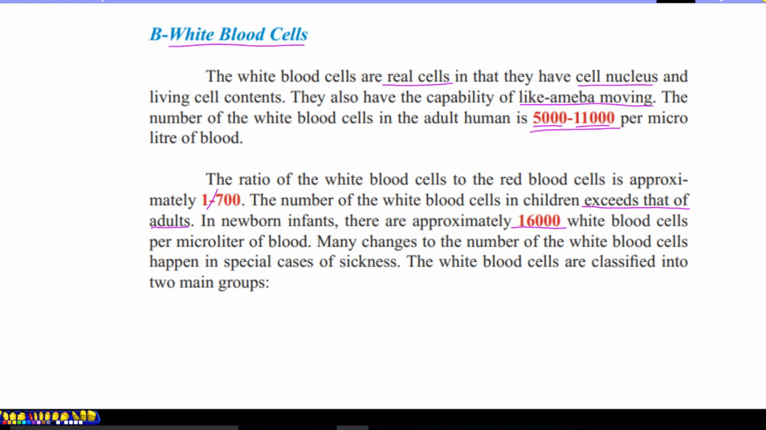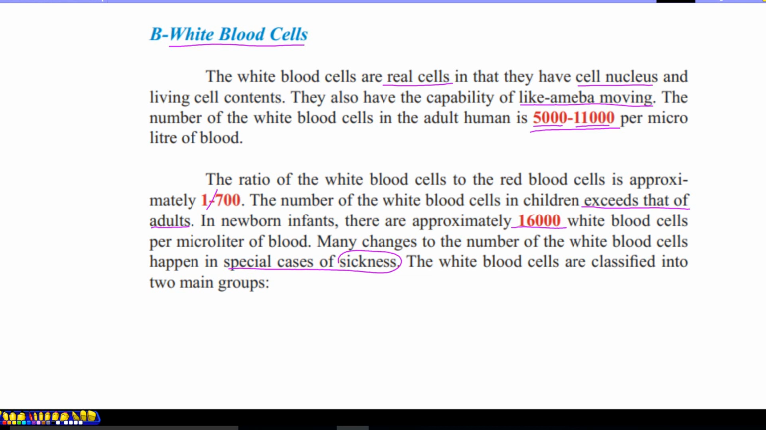Many changes to the number of white blood cells happen in special cases of sickness, when there are viruses, bacteria, or germs in case of any disease, especially contagious disease. The number of white blood cells increases until destroying all the viruses, bacteria, or harmful substances, but as the disease passes, the number goes back to the normal number again.